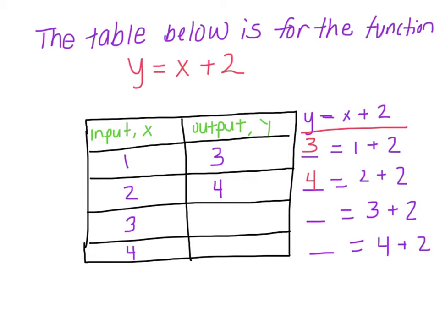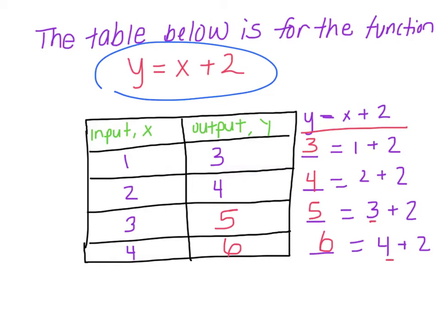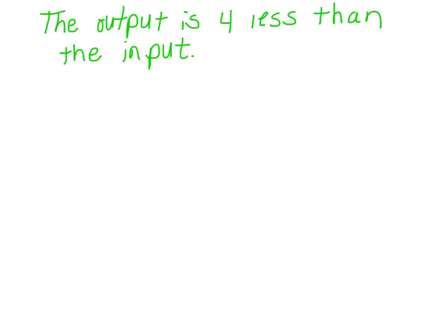2 plus 2, we get 4. We input 3. 3 plus 2 is 5, so we're going to put 5 here. And then we input 4, and 4 plus 2 is 6. So here we have our input-output table complete for the function y equals x plus 2. You could also see this written as f of x equals x plus 2, and these two functions mean the same exact thing.